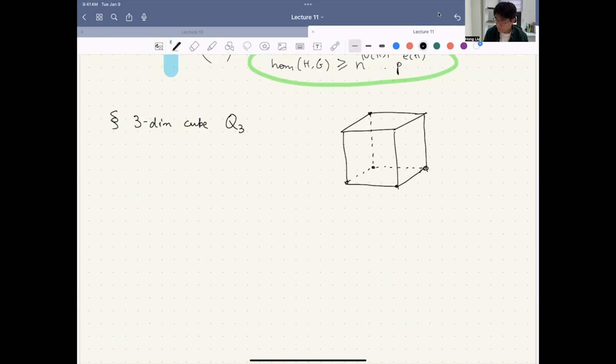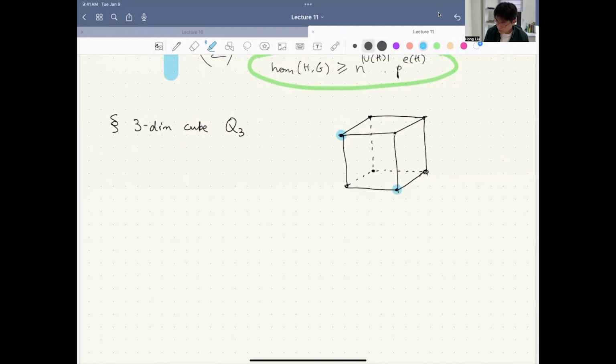And obviously, this is a bipartite graph. We can color its vertices red and blue: blue, blue, blue, blue, and red, red, red, red. Okay, this is a 2-coloring of the 3-dimensional cube. And we know by Kővári–Sós–Turán the extremal number. So let's write down some basic observations.